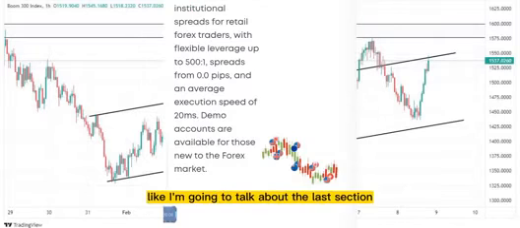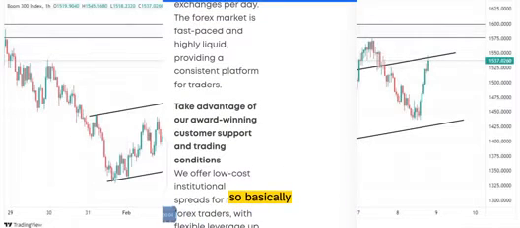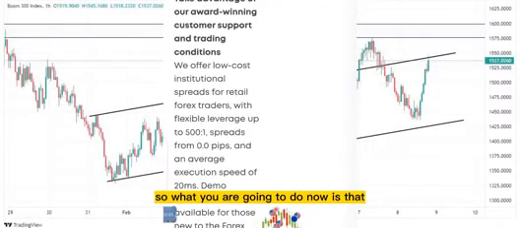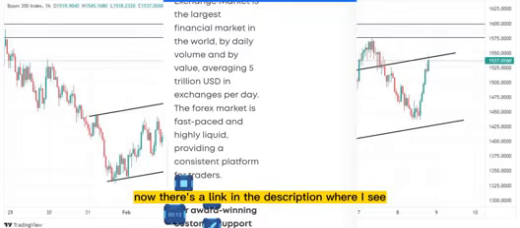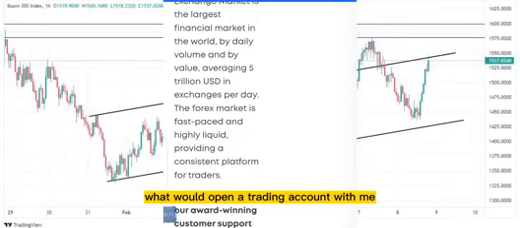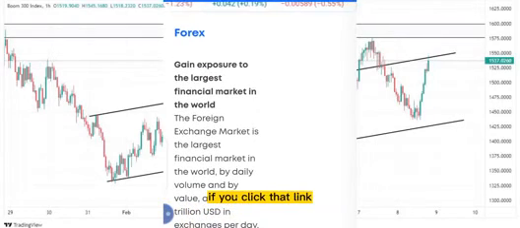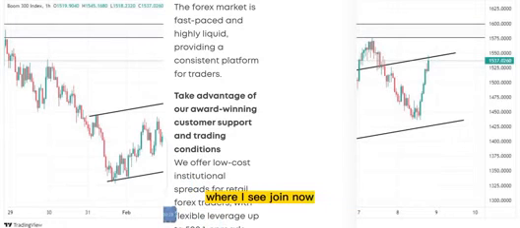Now I'm going to talk about the last section. I believe you want to work with me directly. So what you are going to do now is tap here. There's a link in the description where I say open a trading account with me. If you click that link, it's going to take you to the page. Simply tap here where I say join now.